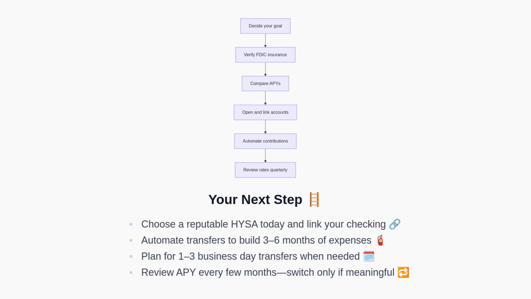Finally, here are your next steps. Choose a reputable, FDIC-insured, high-yield savings account and link it to your primary checking. Automate transfers each payday until you reach 3 to 6 months of essential expenses. Remember to plan for 1 to 3 business day transfers when you need funds. Review your APY every few months and switch only if the difference is meaningful after considering effort and timing.